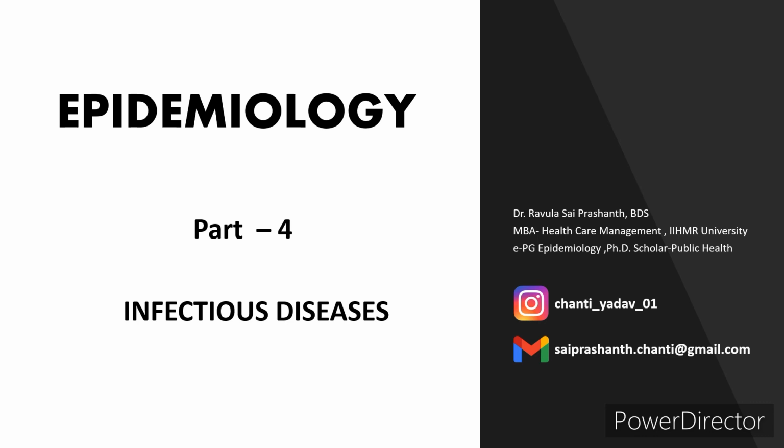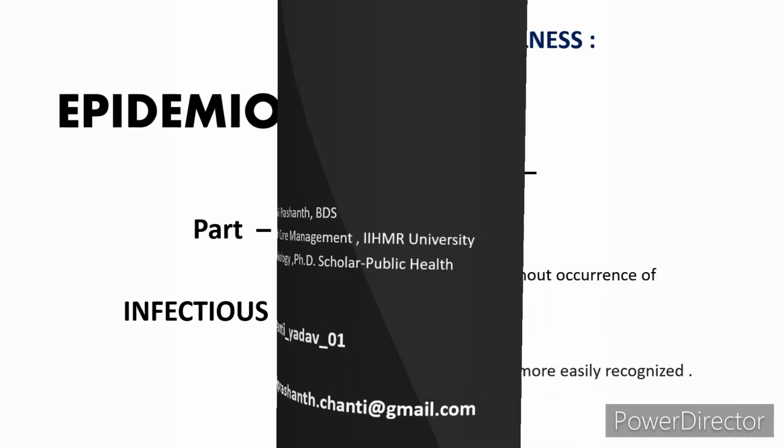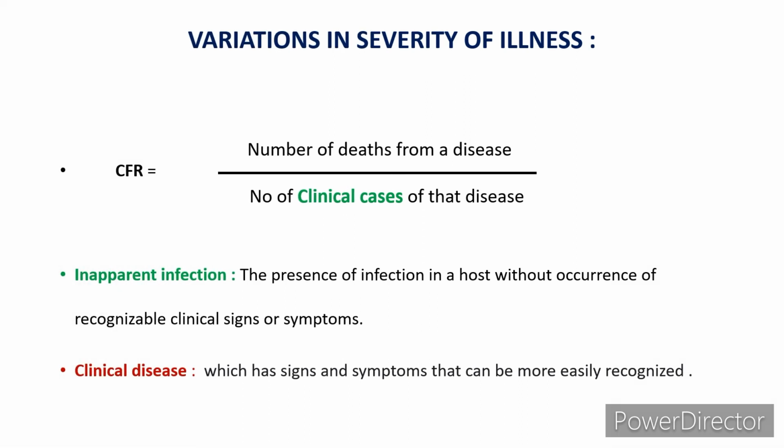In this lecture, we will discuss the topic infectious diseases. There are three important terms to know. One is CFR, that is case fatality rate: the number of deaths from a disease divided by the number of clinical cases of that particular disease. Whereas in inapparent infection, the infection is present in a host without occurrence of recognizable clinical signs or symptoms. Whereas in clinical disease, we see the signs and symptoms that are more easily recognized.